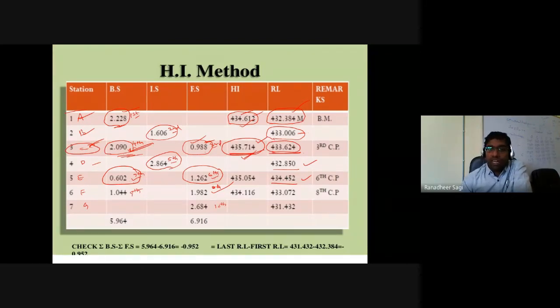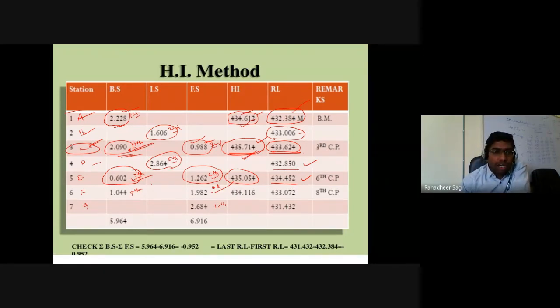Okay, RL value at point E is 434.452 plus the backside data we have with regard to point E, which is 0.602. So 434.452 plus 0.602 gives you 435.054. Once the height of the instrument for the third time it is set up is known, then we'll go on to calculate the RL values of the next subsequent points.